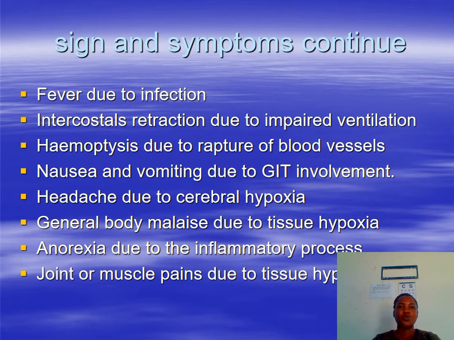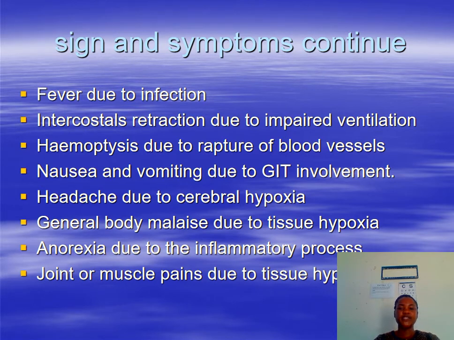If you recall very well, we said that one of the causative organisms of pneumonia is bacteria. So when there's a bacterial infection, the patient may present with fever due to infection. They'll have general body malaise due to tissue hypoxia. Anorexia will be present, as a result of the inflammatory process. Joint or muscle pains will also be there due to tissue hypoxia. Nausea and vomiting will be present if the GIT is involved. Hemoptysis, which is the presence of blood in the sputum, will also be present due to rupture of blood vessels.